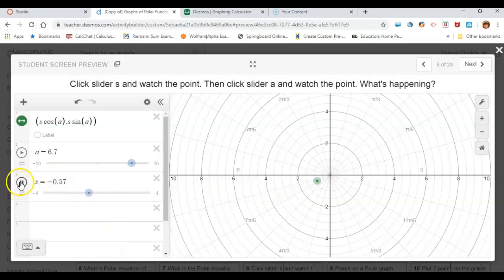Then click slider A. Now they can click A while that's going. It will be best for them to stop S and see what's happening. And so after they view all of that, hopefully they will be able to see that S cosine A and S sine A are the equivalent of your R and X and Y coordinates of points on the graph.